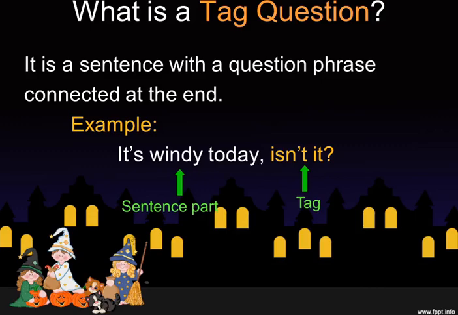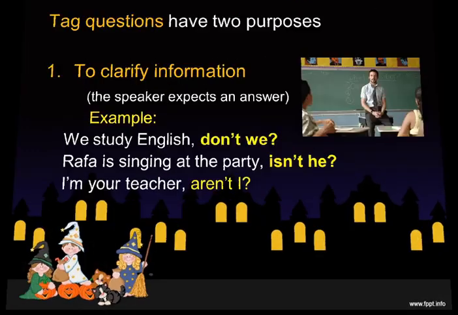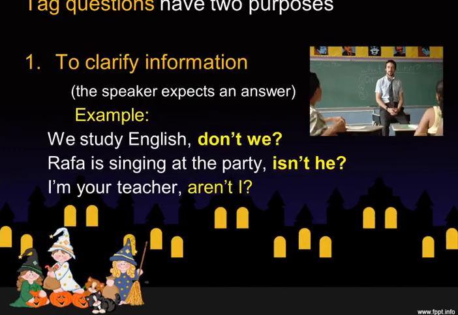Let's go for further examples in the next couple of slides. Tag questions have two purposes. The purposes are described in the slide. The first one is to clarify information. To clarify information means the person who is making a statement wants to clarify his information from the listener. The speaker expects an answer.